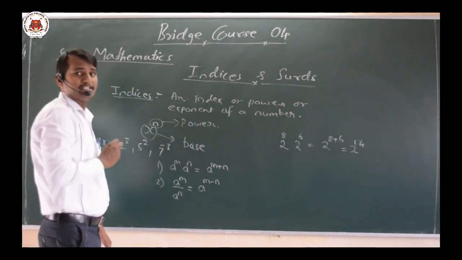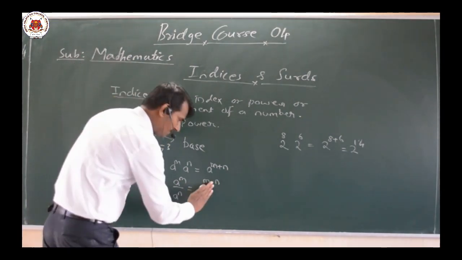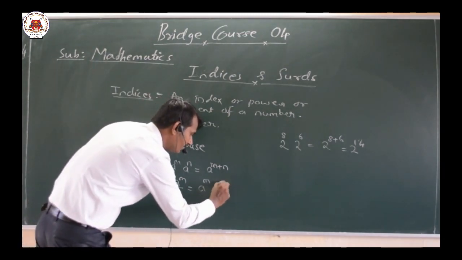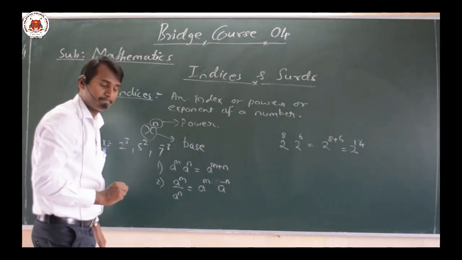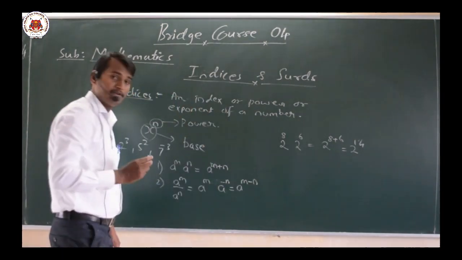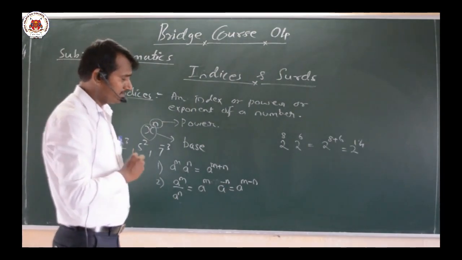How we are getting this: a raised to m minus n means, I am writing here, we have it in the denominator. I can take it to the numerator, that is a raised to minus n. Now that is nothing but a raised to m minus n. A very simple example, what example can I give here?